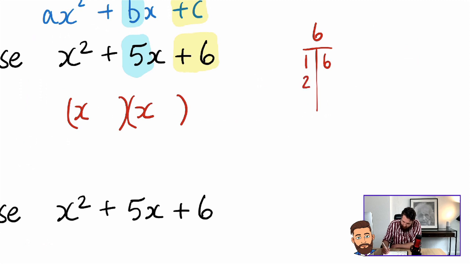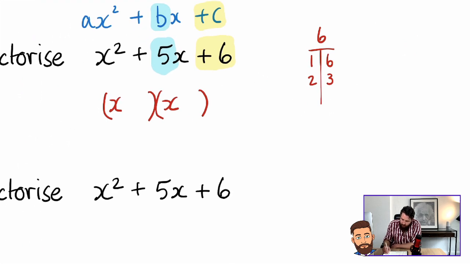2 times 3 also makes 6. Well, if these 2 numbers multiply to make 6, all I need to do now is check which ones add to make b, which ones add to make 5. Because all of these clearly make 6 when I multiply them together. Now, there's one other caveat that I need to add here.